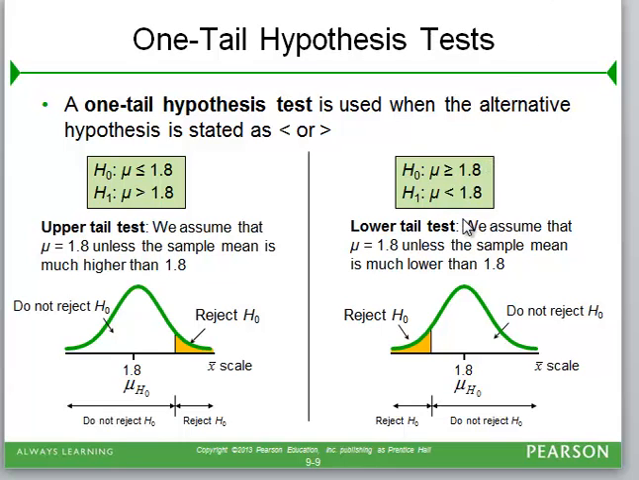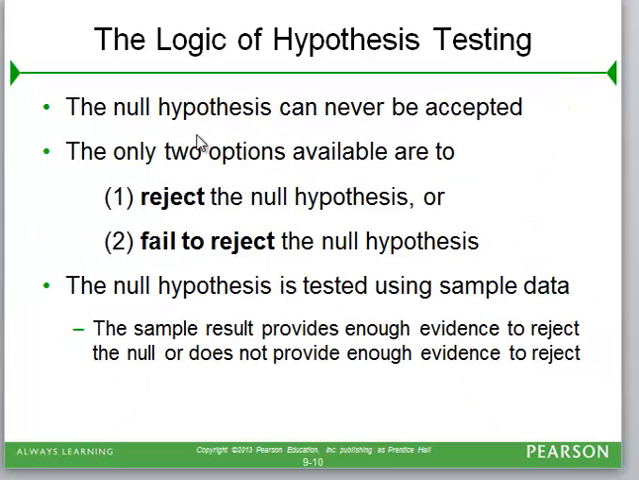So the signs in the statements are very important. They help you determine what kind of test we're going to take: two tails or one tail, left tail or right tail. Remember, the null hypothesis can never be accepted. There are only two options available: reject the null hypothesis or fail to reject the null hypothesis. The null hypothesis is tested using sample data. The sample result provides enough evidence to reject the null hypothesis, or does not provide enough evidence to reject it.